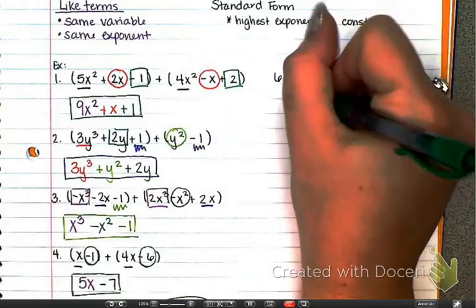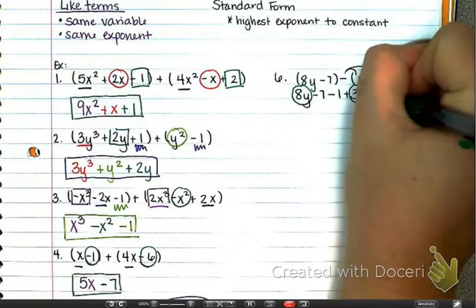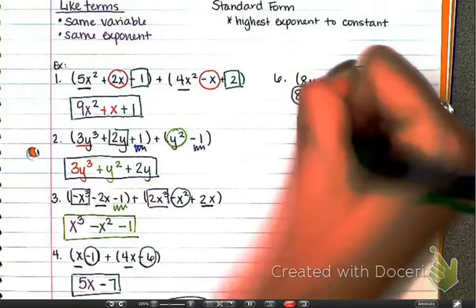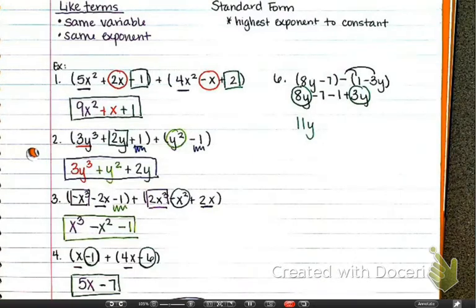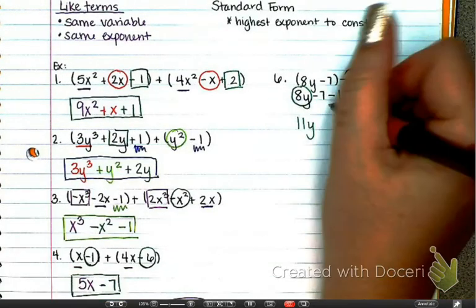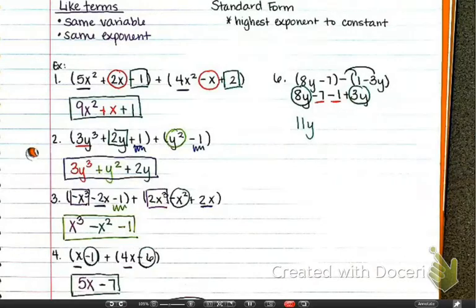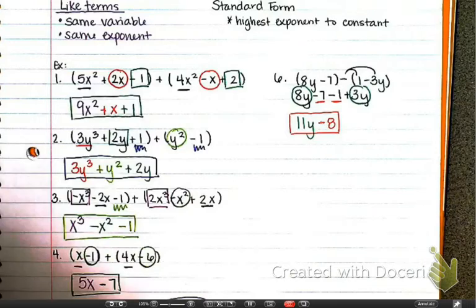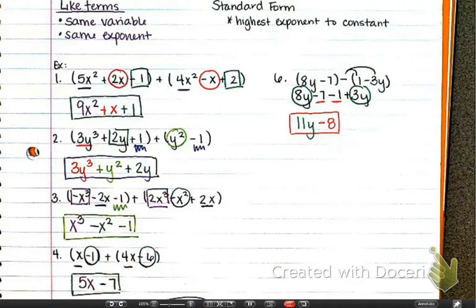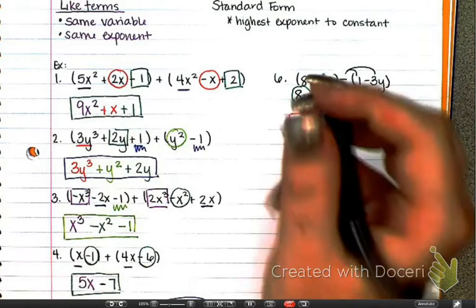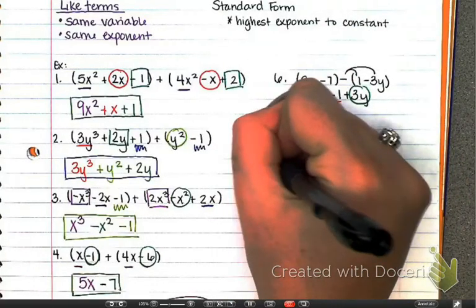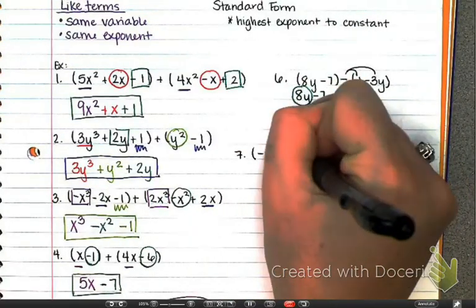My like terms are 8y and 3y. 8 plus 3, 11, so 11y. -7 minus 1, -8. We okay with that? Okay. I'm going to give you 2 to do, and then we are done for today. This isn't too bad? Good.